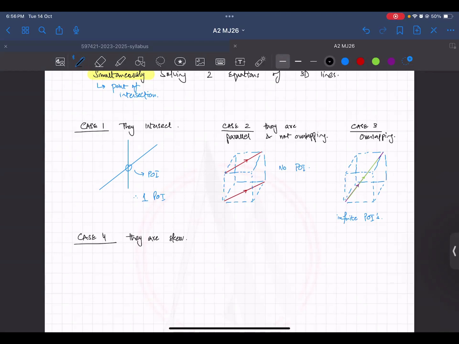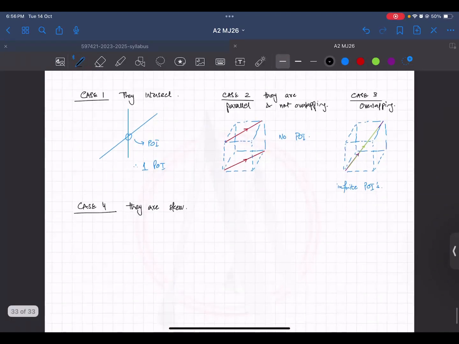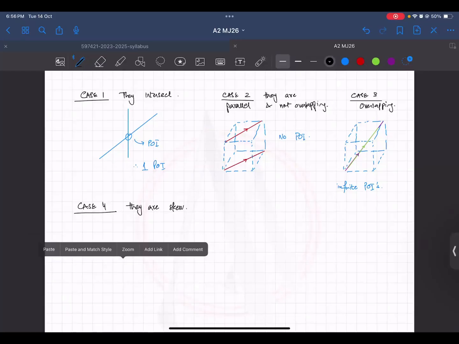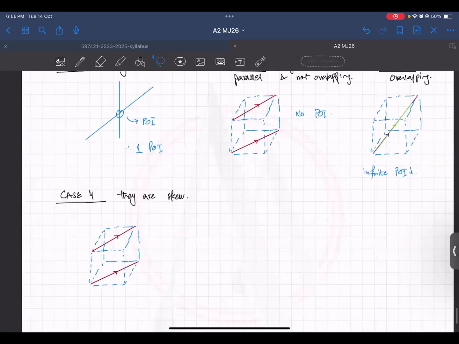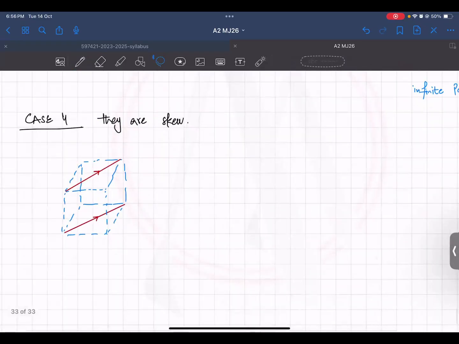Skew means that they are not intersecting, but they are not parallel as well. For example, you have one line, the red one on the base, and you have another line like this. So you can see that, or you have another line like this.